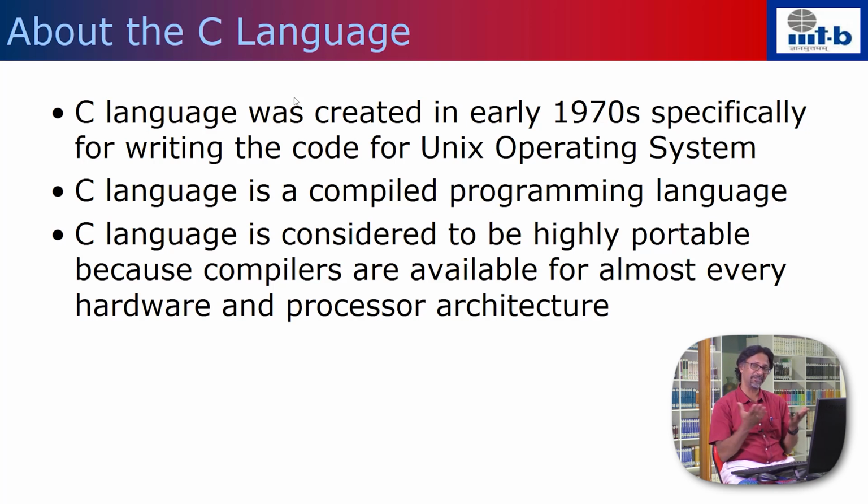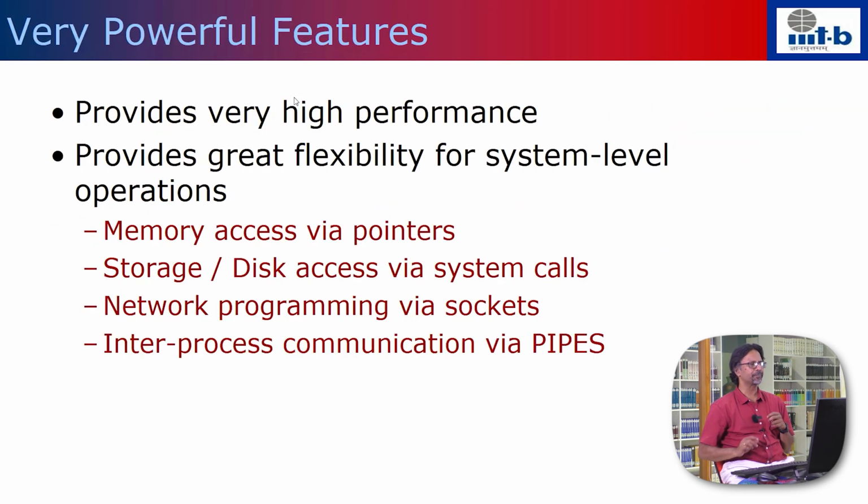Now, an operating system itself is a piece of software. So if you want that software to run across different processor architectures, I need to be able to easily create a compiler which runs across these processor architectures. So it is extremely portable. Irrespective of what kind of hardware you are looking at, the chances of finding a compiler for the C language are very high.